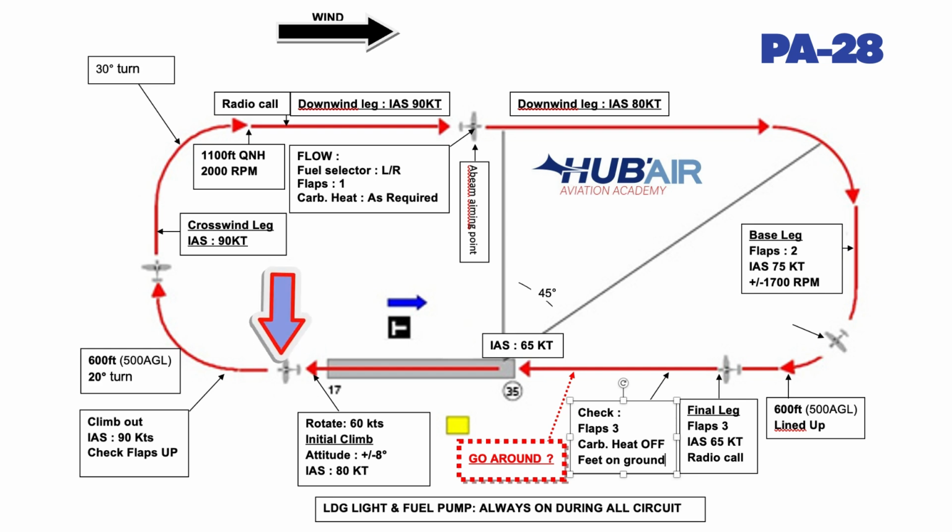Passing 300 feet AGL in the climb, lower the nose slightly to accelerate to 90 knots. Then, confirm that the flaps are fully retracted and continue your climb. At 500 feet AGL, during the climb, start your turn onto the crosswind leg, keeping the bank angle limited to 20 degrees. You could technically go up to 30 degrees, but that's not considered good operating practice.